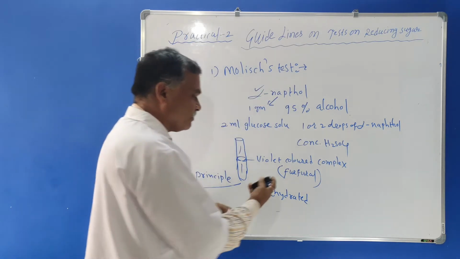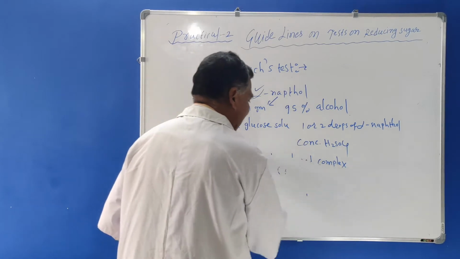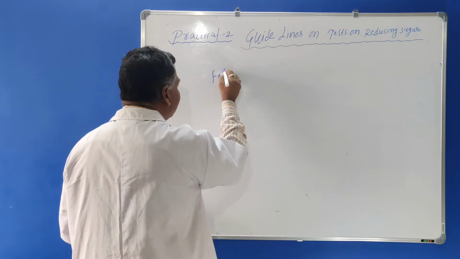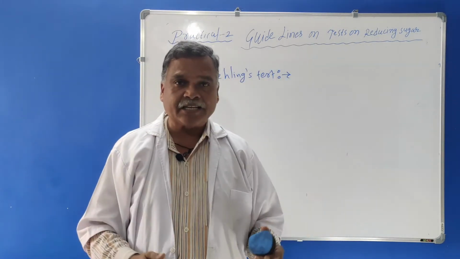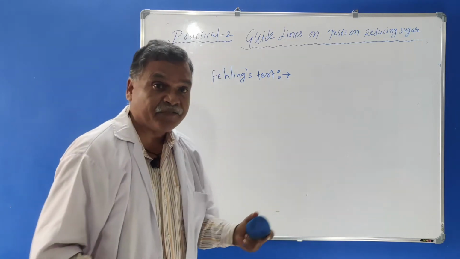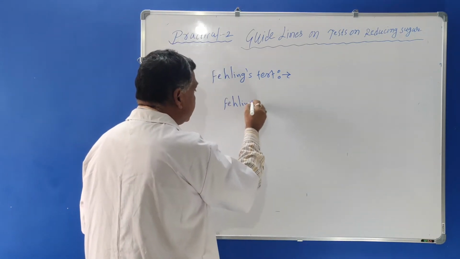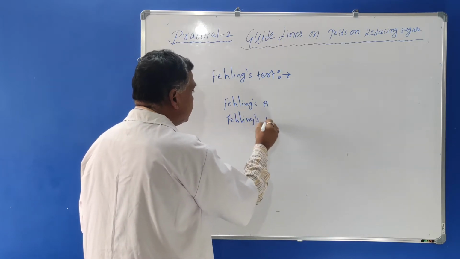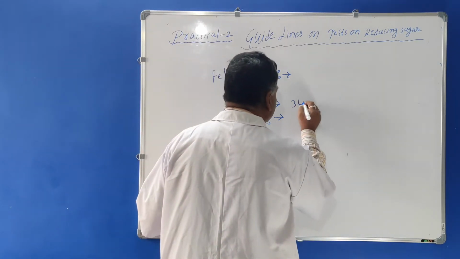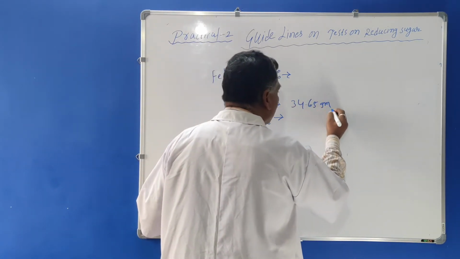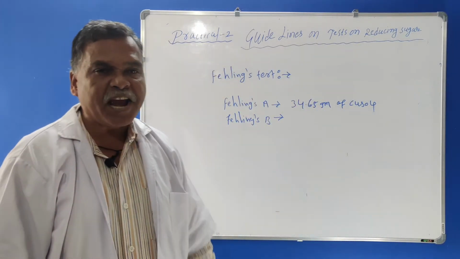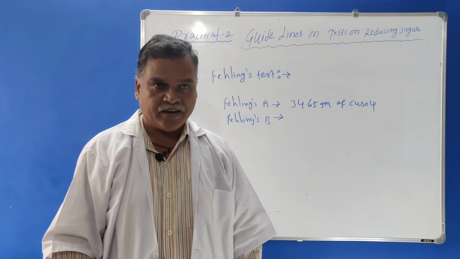The other test we'll see is called Fehling's test. The second test is known as Fehling's test. In this test we have to prepare two different solutions, that is Fehling's A and Fehling's B. For Fehling's A solution we have to take 34.65 grams of copper sulfate, and it is made up to the 500 ml mark.